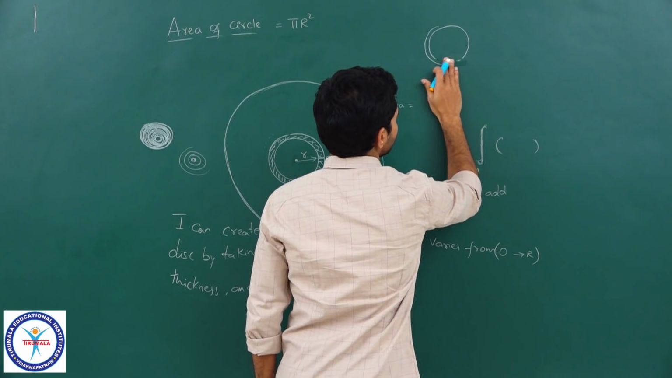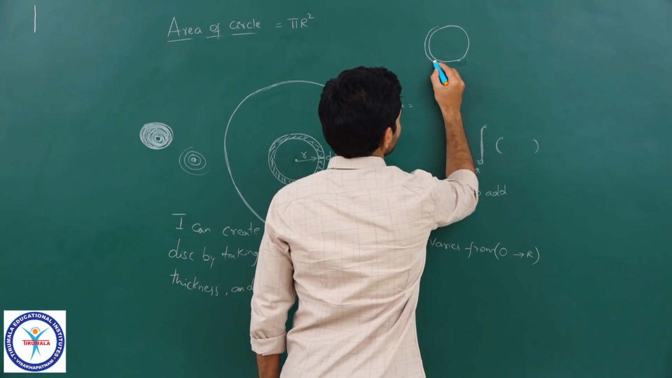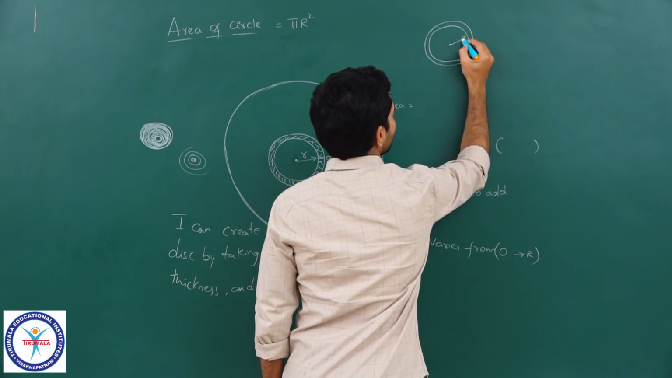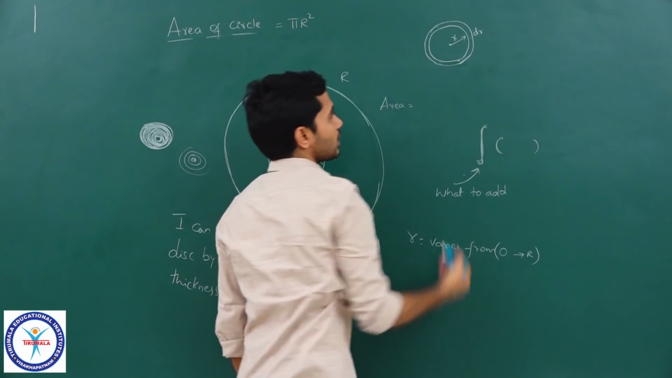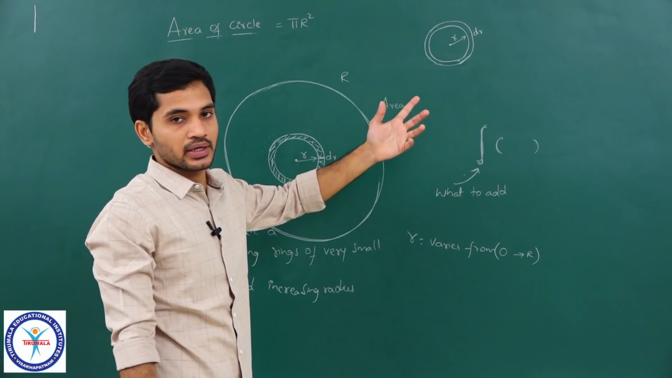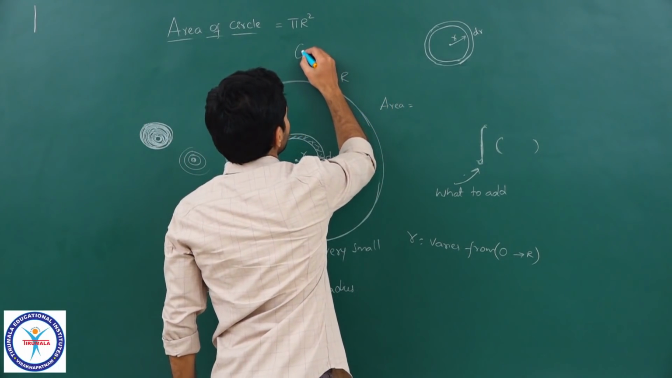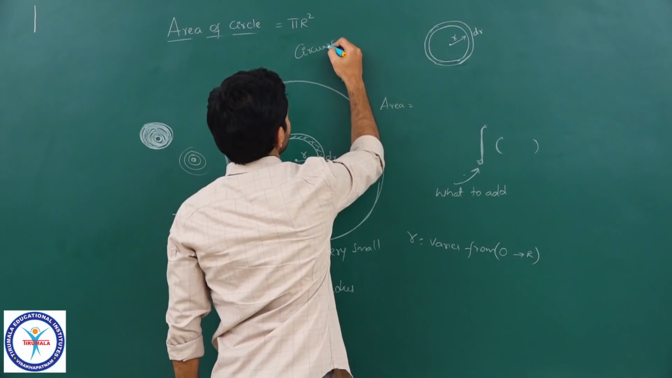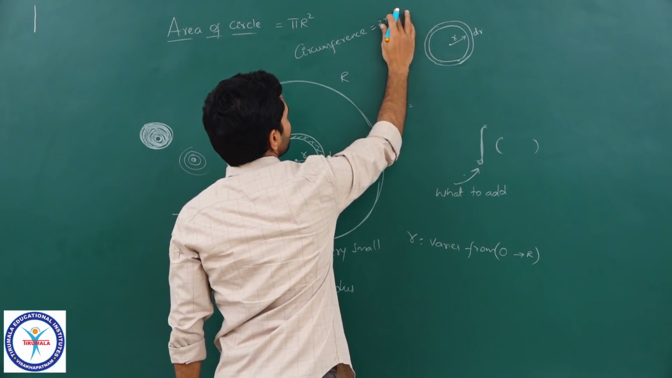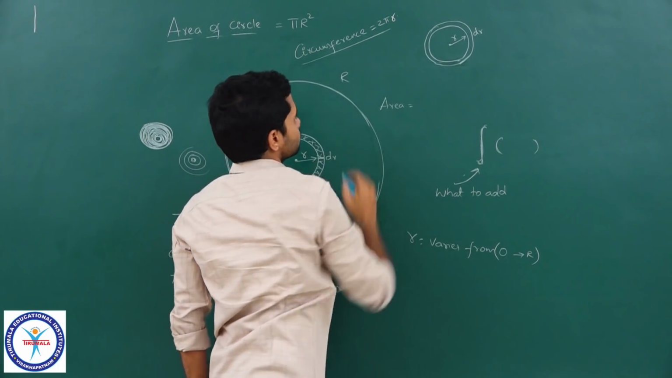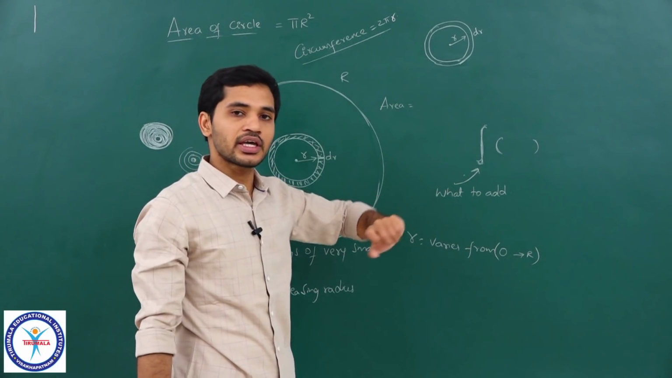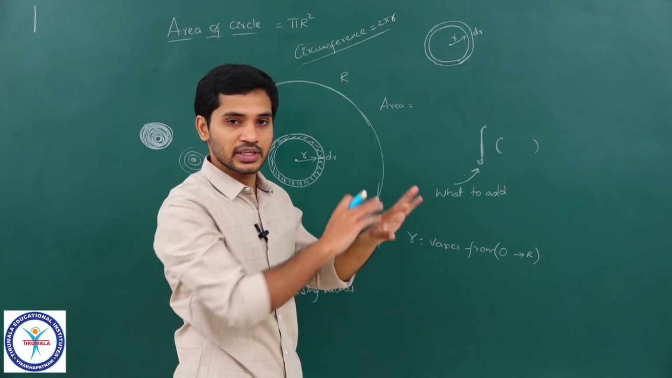So I have separated this ring from our disc. So this is the ring which I have. Now this ring has a radius of r and a thickness of dr, correct? Now I know the circumference of that ring, which is 2 pi r, that we all know. We will be using this result basically. The circumference of a circle is equal to 2 pi r. That is something which you already know. I will be using this result to derive the area of this circle, or the area of the disc.